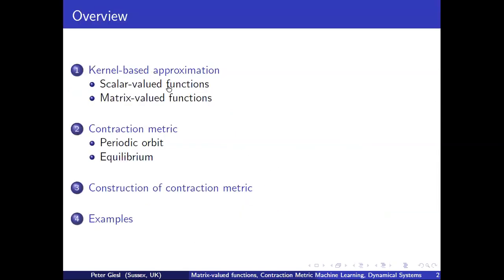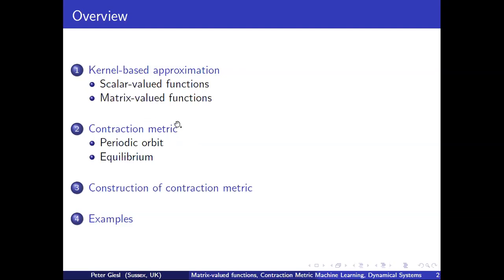Let's start with an overview. In the first section, these will be the kernel-based approximation methods, and I'm going to talk about how they work for scalar-valued functions, which is the existing theory, and a new contribution that lifts this to matrix-valued functions. And then as a particular application of that in dynamic systems, we're going to look at contraction metrics.